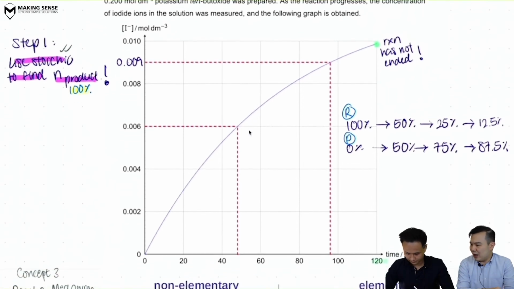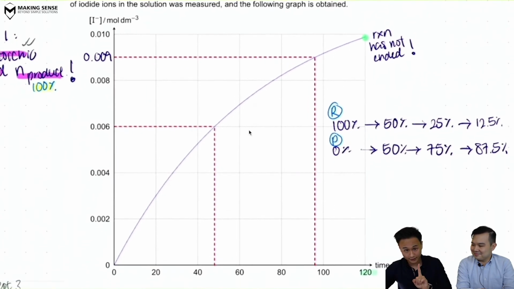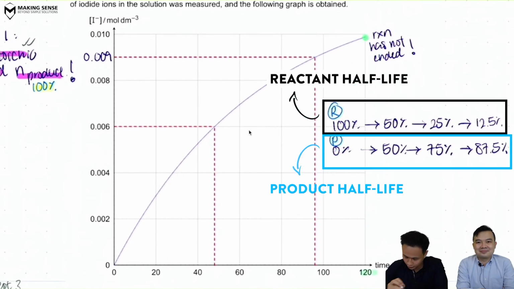Mr. Tim, can you run me through how to do constant half-life? Yeah, sure. Now, you got to be careful here, guys. You cannot just go 0% to half to 1/4. That's not right. That only applies for reactant, okay? So how do we find half-life for product? Now, here's the thing. You're going to take reference to reactant. So go through this with me.